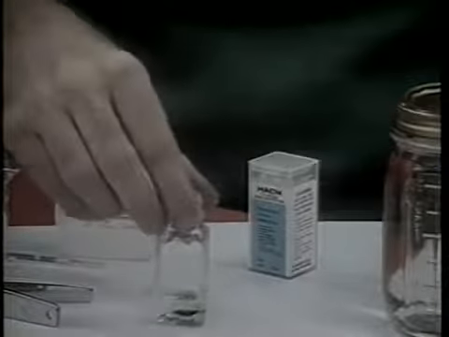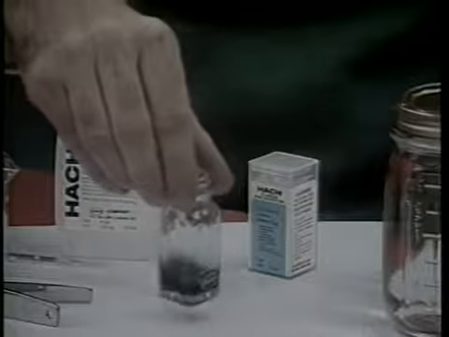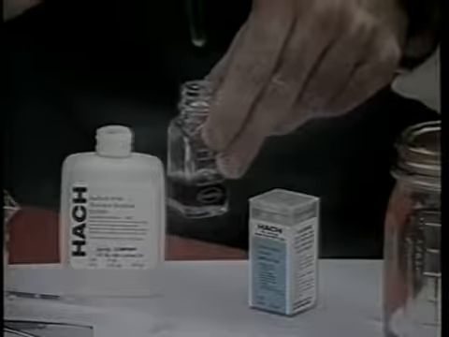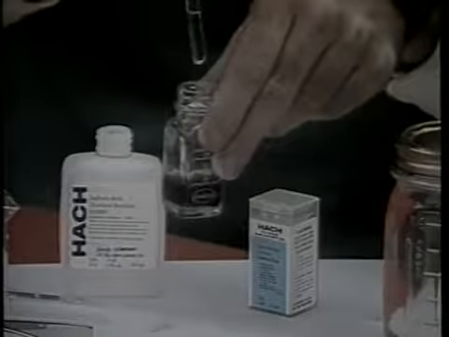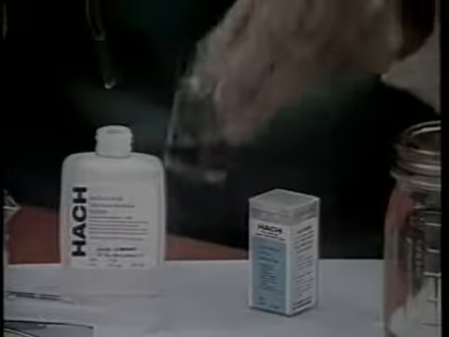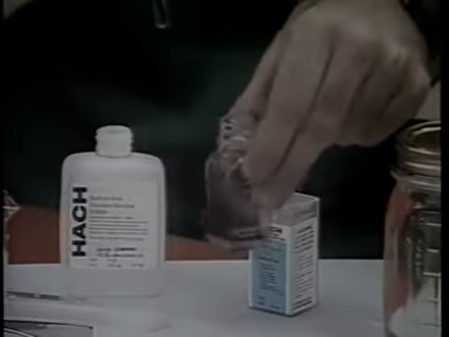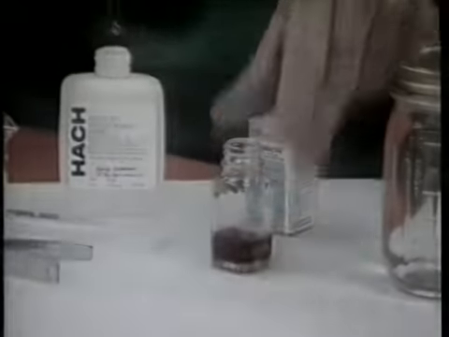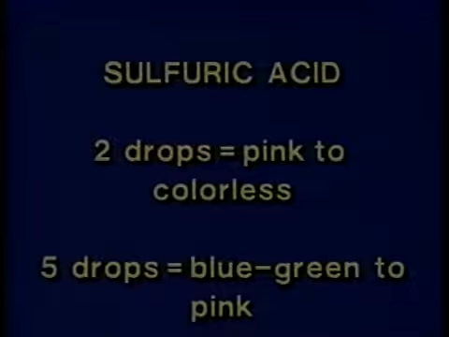Now add 1 bromocresol green methyl red powder pillow to the sample and swirl to mix. The sample should take on a blue-green color. Then add sulfuric acid as shown previously to change the color from blue-green to pink. This happens at pH 4.5. Record the number of drops used. Then add the total number of drops of sulfuric acid used. For example, if you use 2 drops of sulfuric acid to change the sample color from pink to colorless after adding phenolphthalein indicator, and 5 drops to change the color from blue-green to pink after the addition of the powder pillow, the total number of drops used is 7.